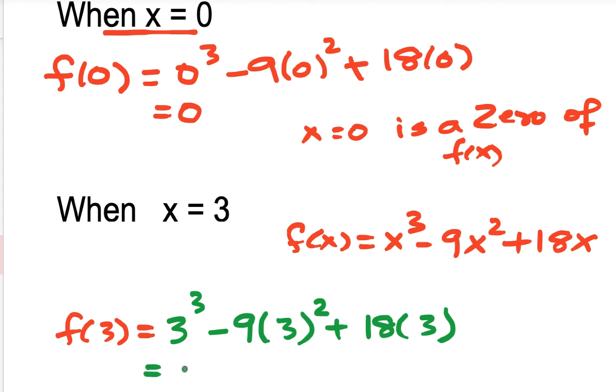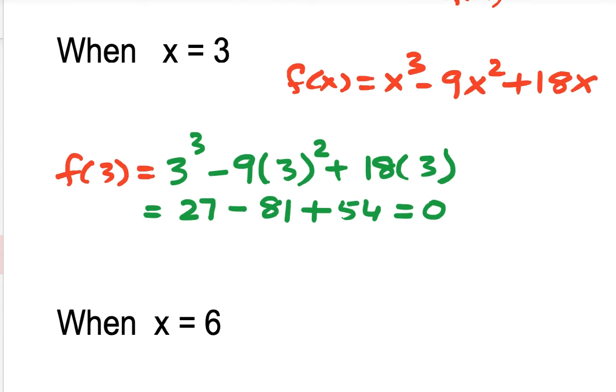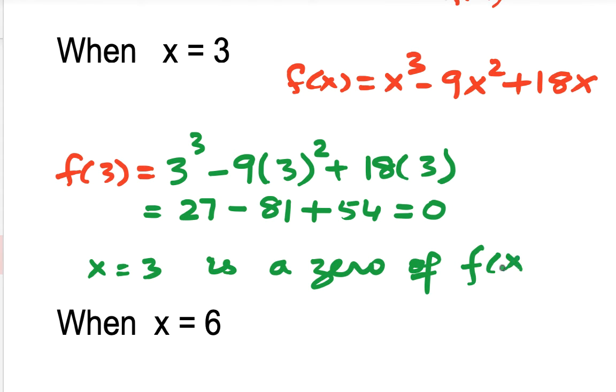When you plug the values in your calculators, you get 27 minus 81 plus 54, and you get the answer to be 0. So yes, x equal to 3 is a 0 of this function f(x).